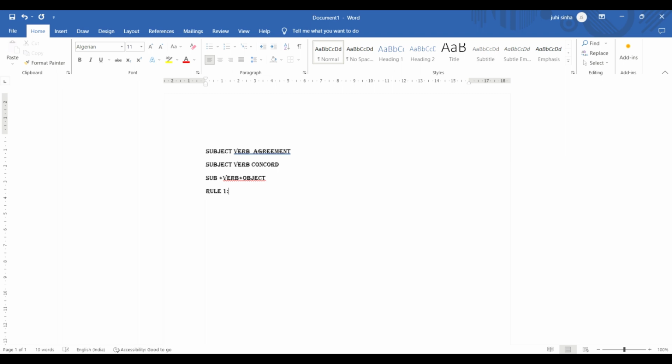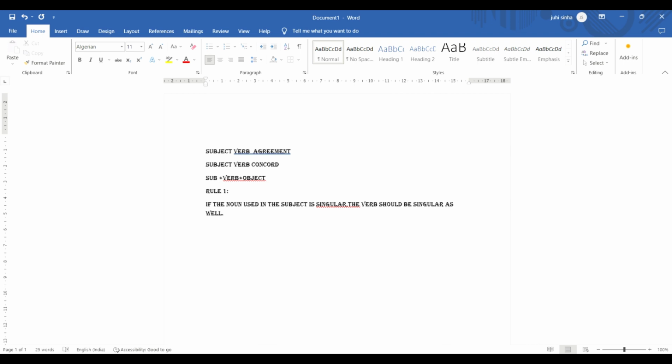The first rule. What does Rule 1 state? Rule 1 states that if the noun used in the subject is singular, the verb should be singular as well. Now, when I say it should be in accordance, what I mean is that the noun should match with the form of verb used in the sentence.